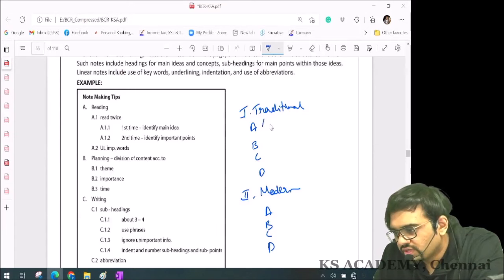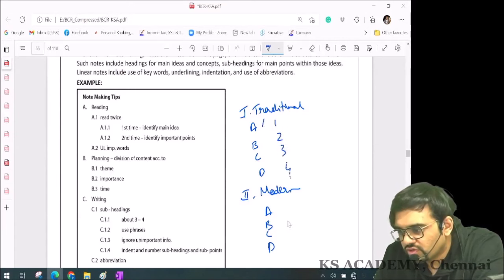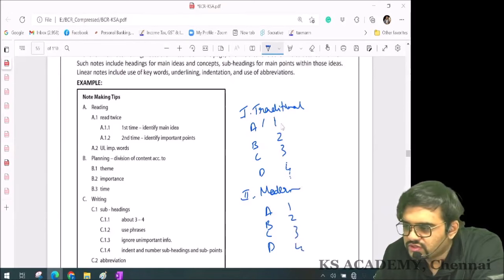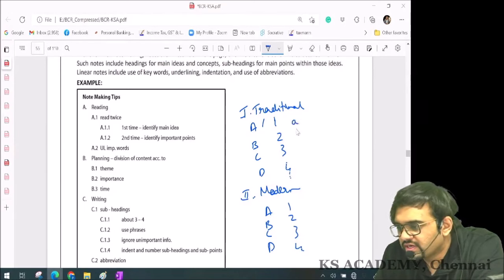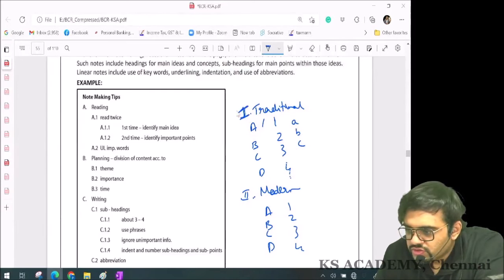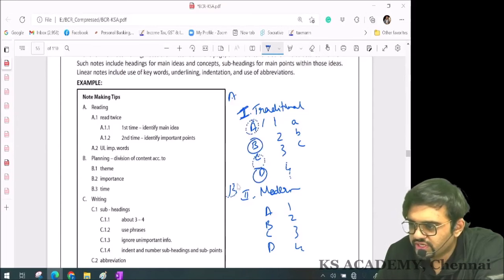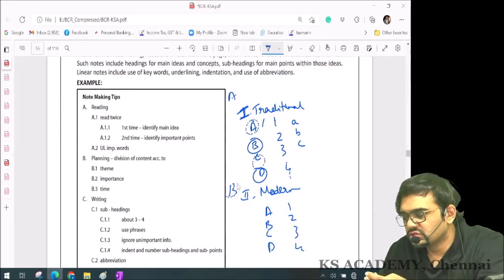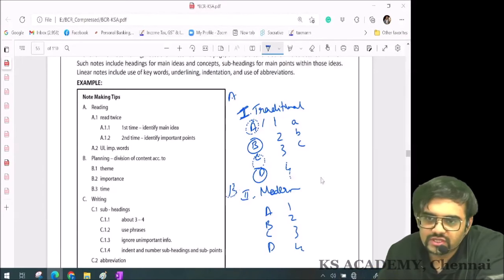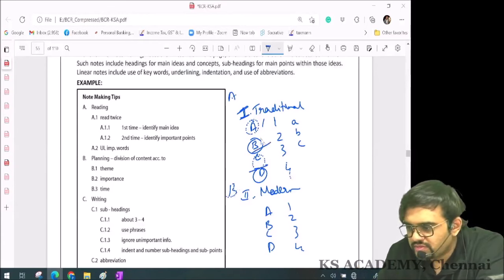Or, sir, I don't want to write A, B, C, D. I will write 1, 2, 3, 4, your wish. Here also 1, 2, 3, 4. Sir, under 1 also, if I have to write a sub point, I can write small a, small b, small c. So my question is, I don't want to use Roman numbers here. I want to use A and B here, but I want to use Roman numbers inside. Can I do that? What do you think? Yes or no? Yes, Roman numbers can be used inside. Absolutely no problem.